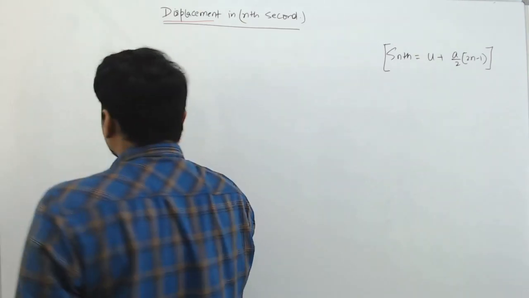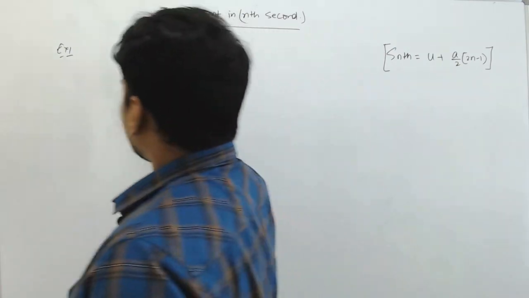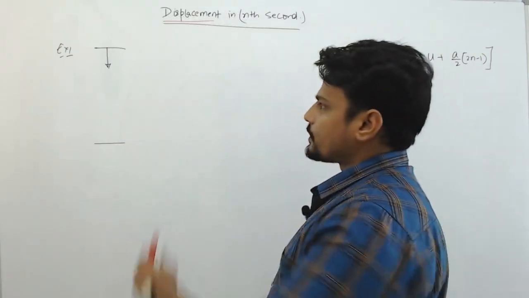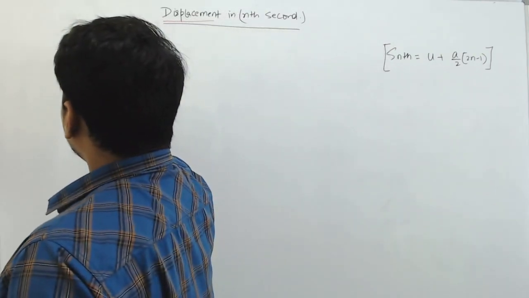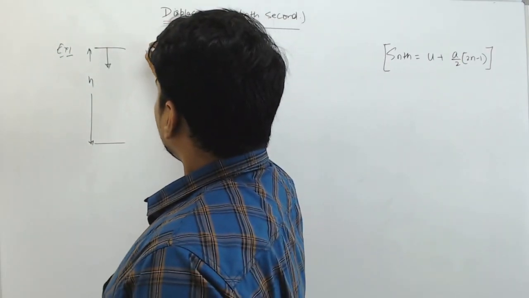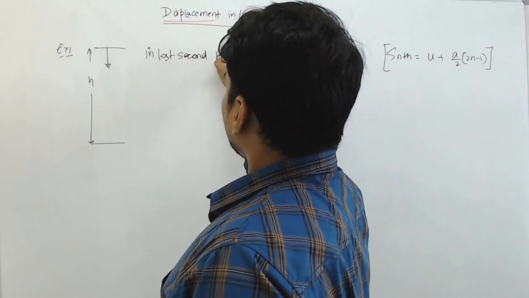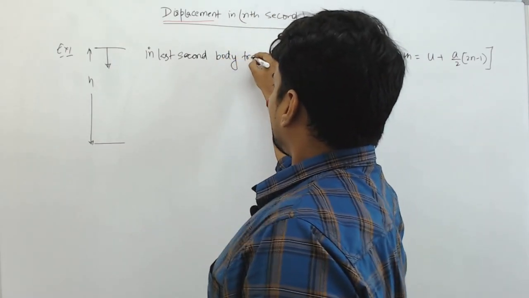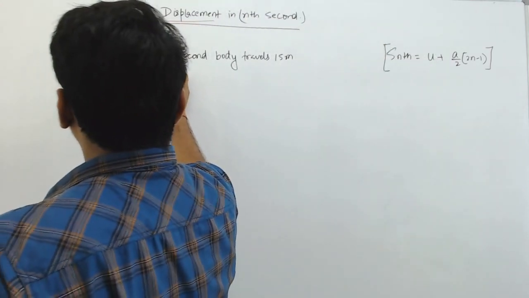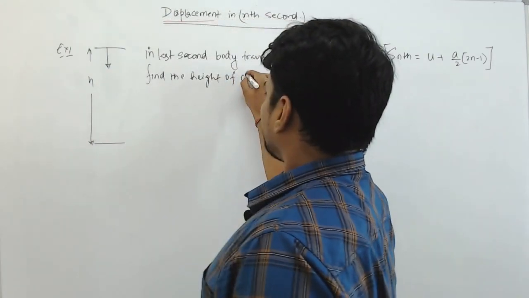एक question हम लोग करते हैं. Maybe example 1. Let's say a body is falling from a certain cliff. A body falls from a certain cliff of, let's suppose the height of this cliff is h. Now, it is given that in the last second, the body travels 15 meter. Find the height of the cliff.